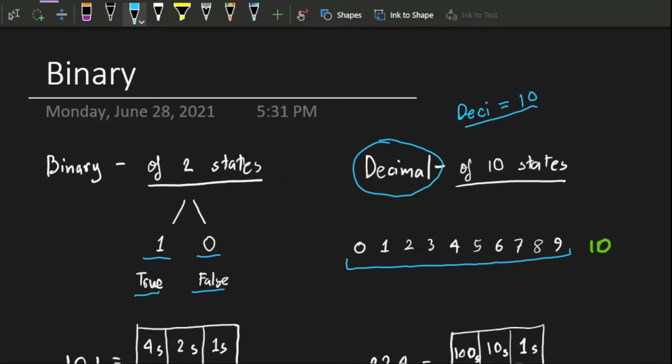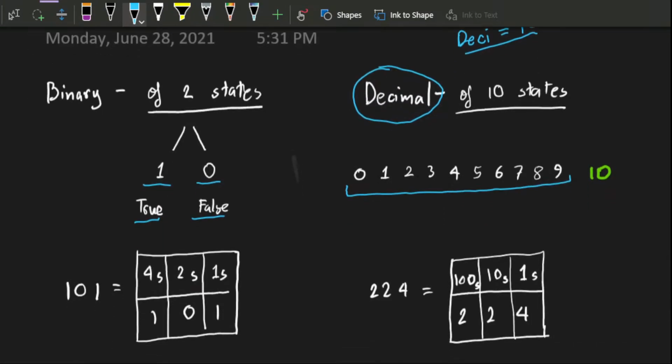It runs on electricity, so binary is the best language for computers because the presence and the absence of electricity can be represented as 0 and 1 in binary, and thus it can be controlled by the transistors, and thus the electronic communication can happen in the computer. Okay, so moving on.